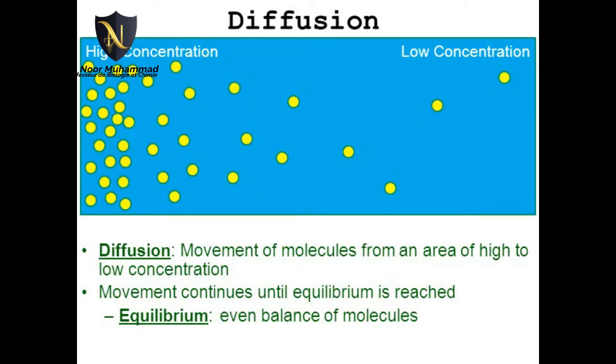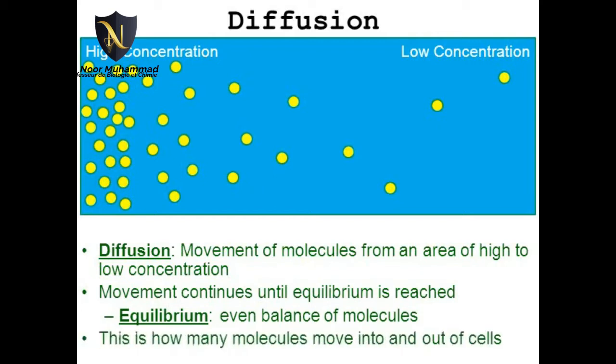And so in my picture up here, we can see that the yellow dots are all clumped and concentrated at the left of the picture. And over on the right side of the picture, there's a couple yellow dots, but you can see that they're less concentrated. So molecules are going to spread out and move until there's a balance. This is called diffusion. And diffusion is really how molecules move into and out of most cells, and it's something we're going to discuss in a little more detail.